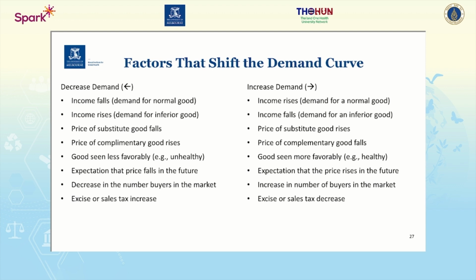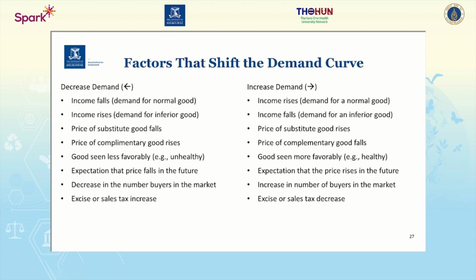And I think you can probably all guess how this will go, right? So it's pretty much the opposite. Income rises, demand for the normal good will increase. Income falls, demand for the inferior good will increase. The price of a substitute good rises. Substitute means I have this or that. So if the option to buy something else is more expensive, then you're more likely to consume more in this market.